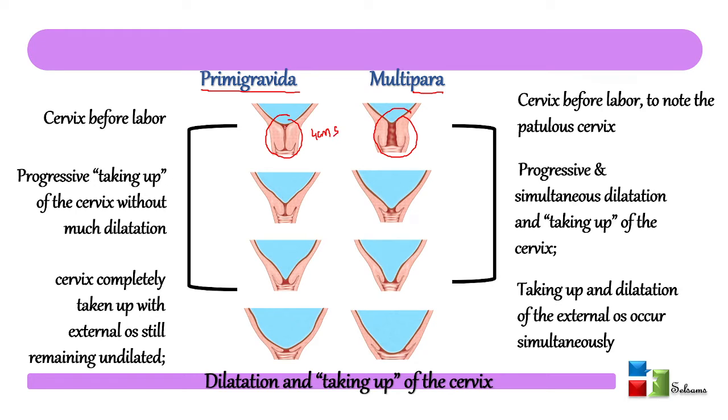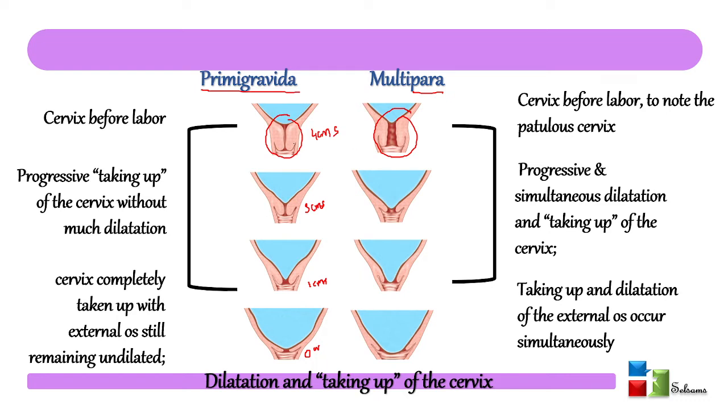But it's closed over here, right? But here it is a bit patulous, means it is relaxed, opened in the multipara. So slowly there will be decrease in the length of the cervix, but the cervix will merge to the lower uterine segment. Again, this is only 1 centimeter, and finally this is 0 centimeter. So this is called as an effacement. So the upper pole will be opened and merges with the lower uterine segment.